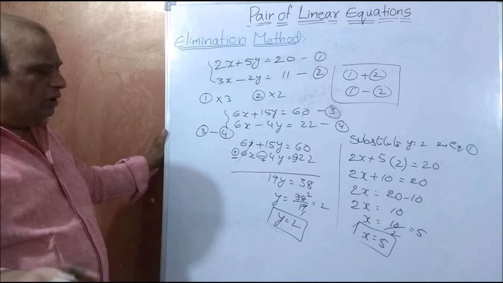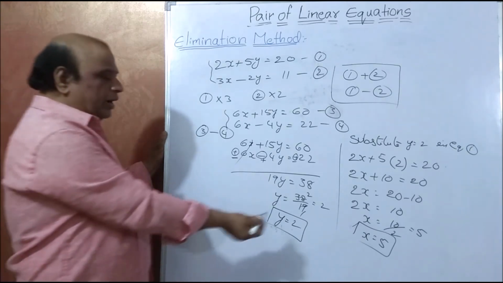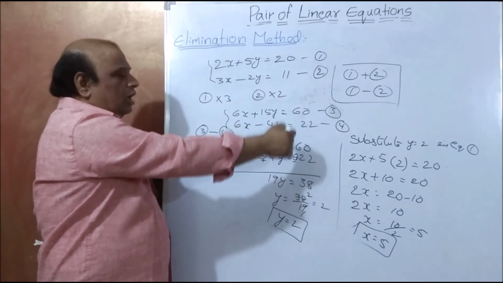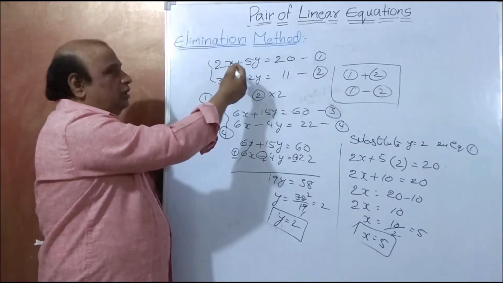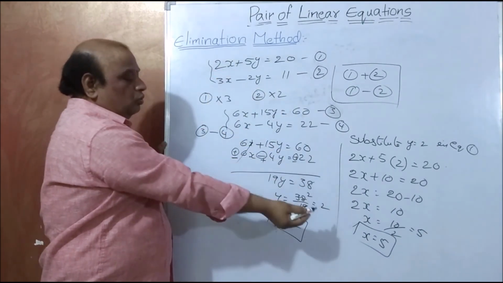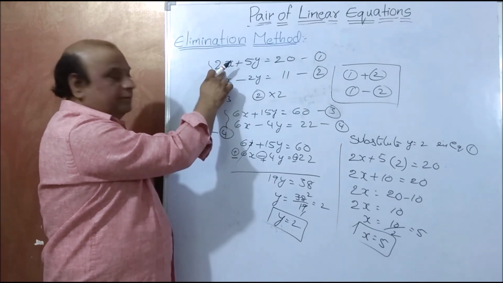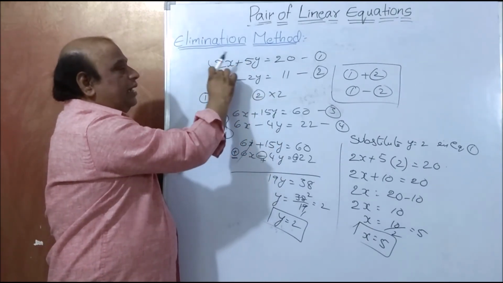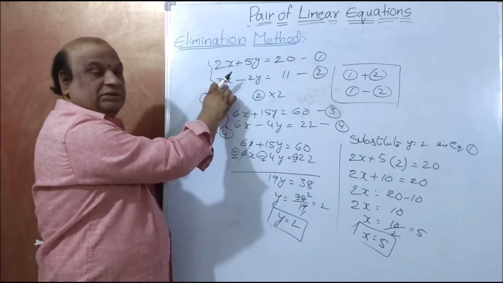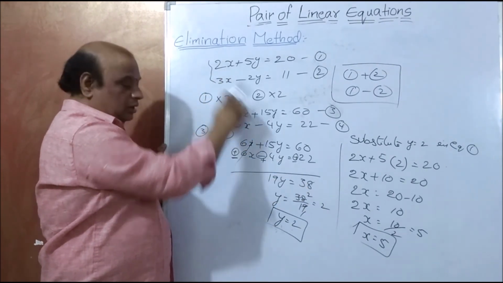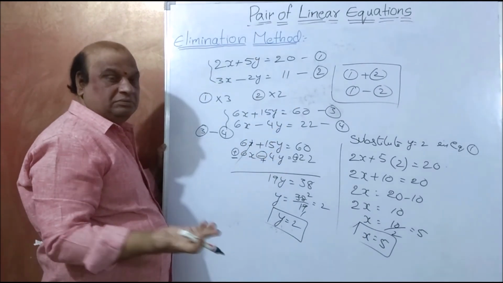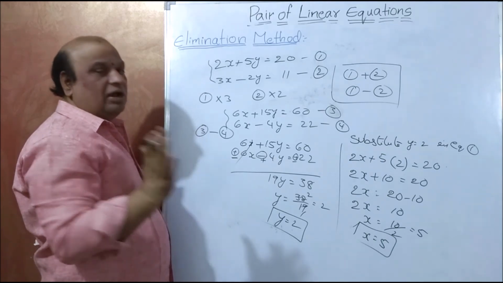Now if you have any doubt, x is equal to 5 and y is equal to 2, you substitute in all 4 equations, they will satisfy the equation. Now I will take example 2, 5: 2 fives are 10, here 5 twos are 10, 10 plus 10, 20. Here this is 3x, 3 fives are 15, 2 twos are 4, 15 minus 4, 11. Exactly, our answer is correct.